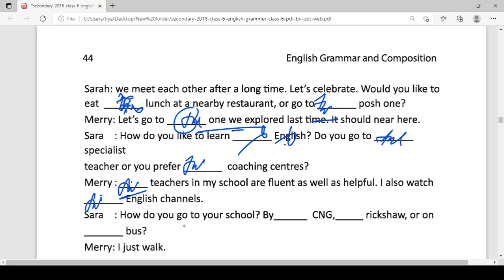Okay, how do you go to your school? By CNG, skip. Okay, or by the CNG. Or the rickshaw, or on the bus. Okay, here we are using the in all three blanks because we are talking about that particular thing. That's why we are using the.